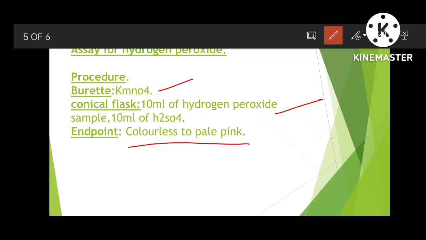If they ask for an assay, the given sample goes only in the conical flask, not in the burette. In the burette there is a totally different solution. Clear? In preparation and standardization of sodium chloride, you take the sodium chloride weight in the burette, sometimes in the conical flask. But here understand the concept.